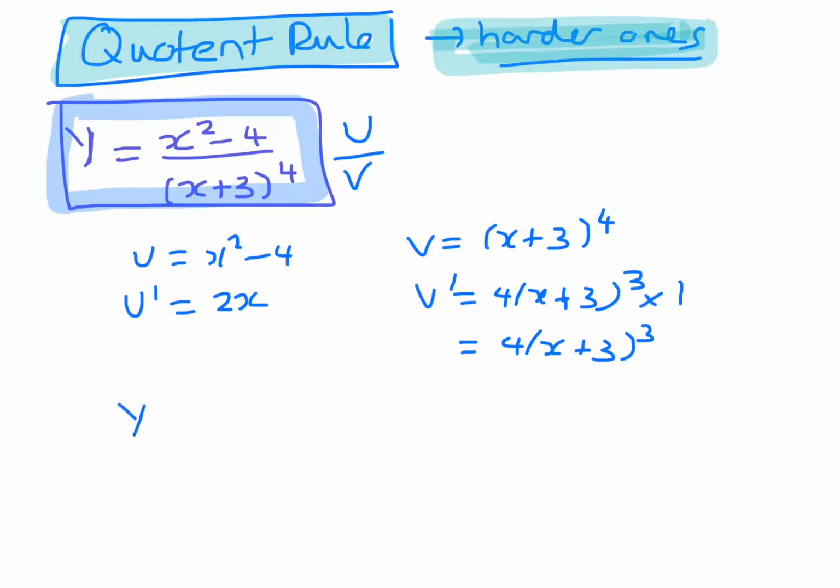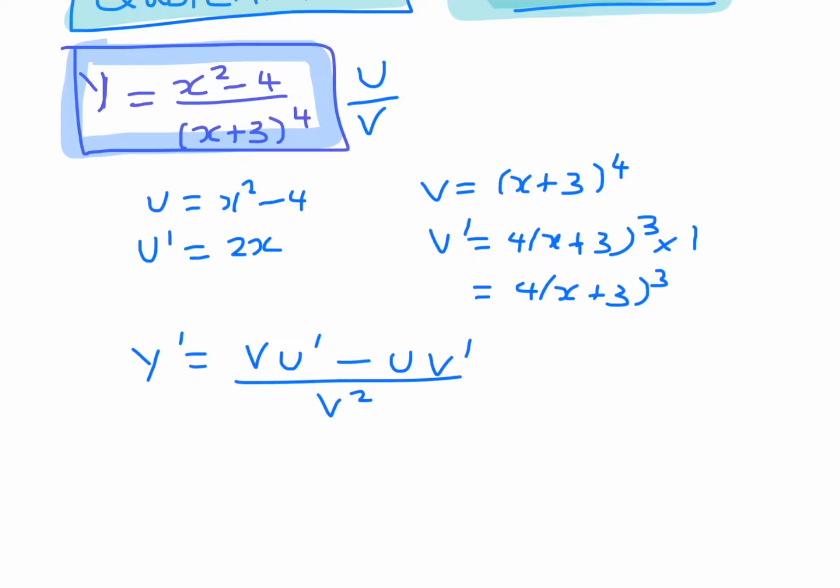Okay, so the actual rule is v. So the v's are all on the outside. Starts with v squared, v dash. Inside's u dash minus u. Okay, so when you're working this out, always start with the v first and then go to the u dash.